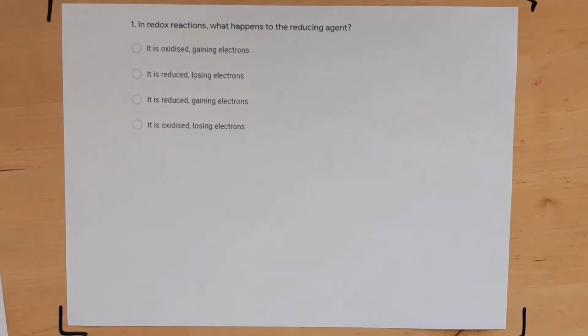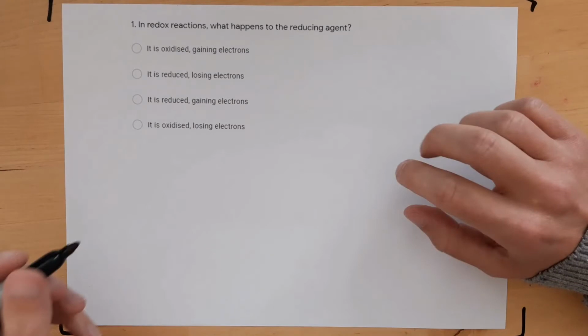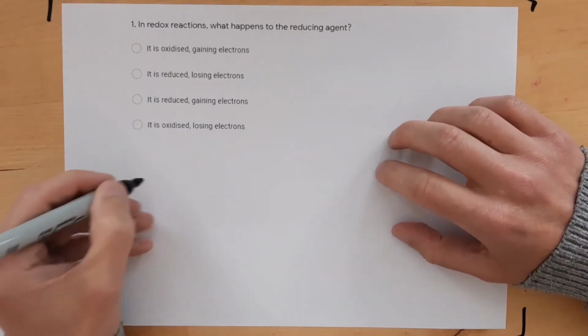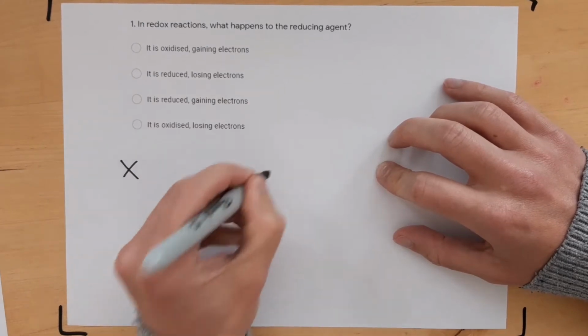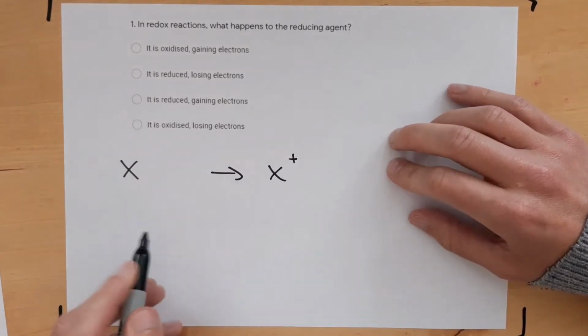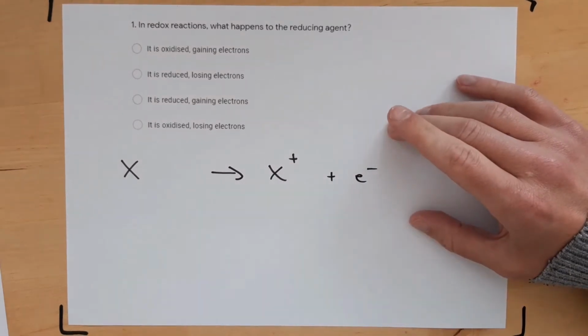So we've got a couple of options here, 4 options. It is oxidized, gaining electrons, and so on. So let's take an example of an equation here. Let's say we have chemical X, and chemical X goes to X positive. And the way that it goes to X positive is it has to lose an electron.